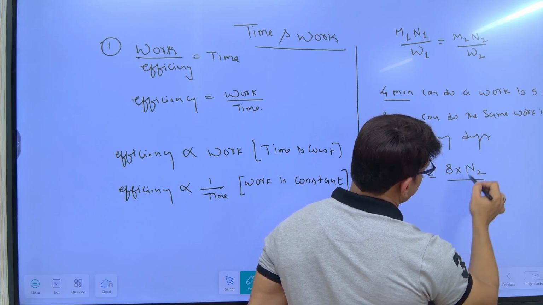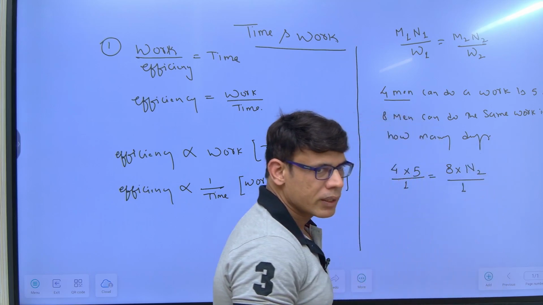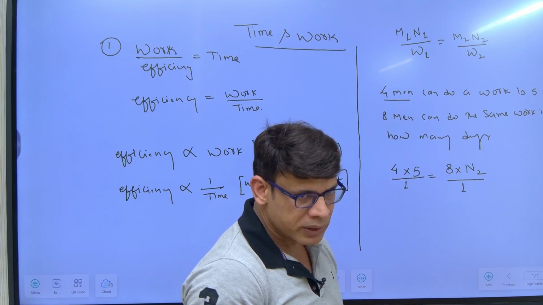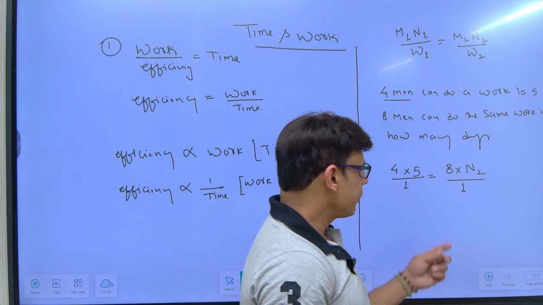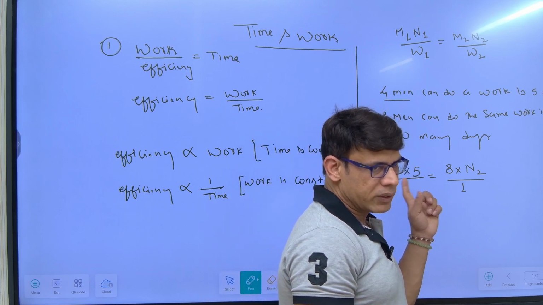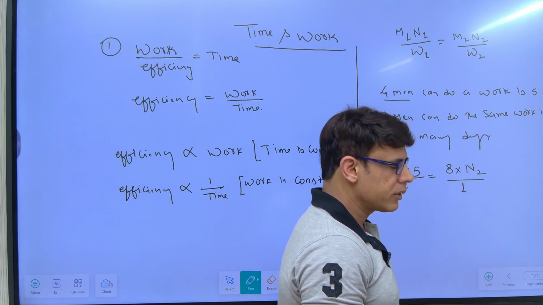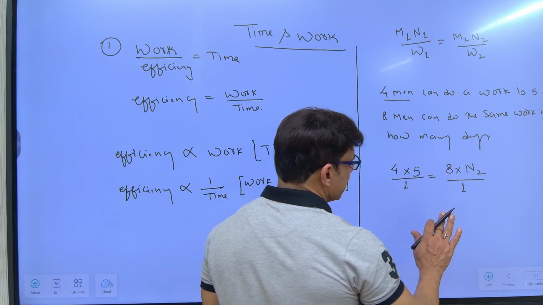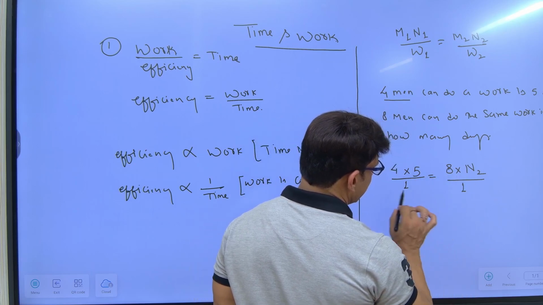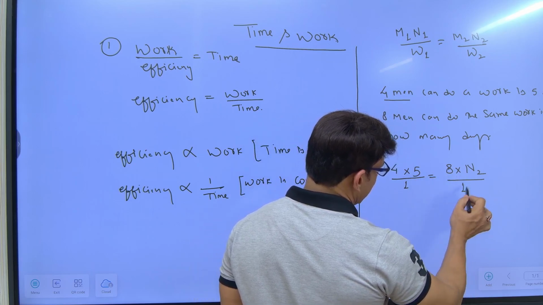Since they are doing the same work, this work is also 1. I can change this question: double the work, triple the work. If I say double the work, if I'm taking this as 1, this will become 2. If I triple the work, this will become 3. Since in this question the work is the same, keep this the same. Now, you have to find out N2.